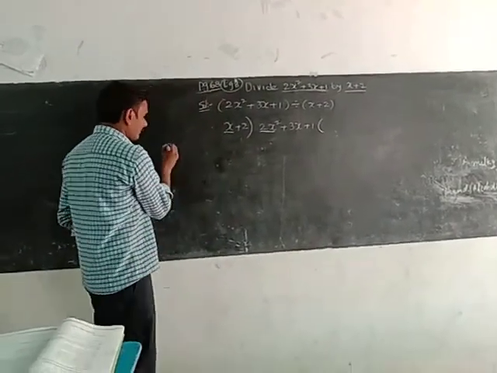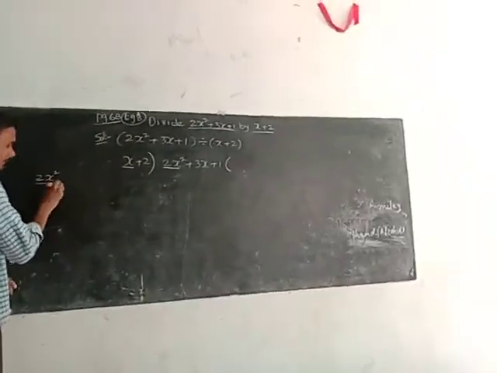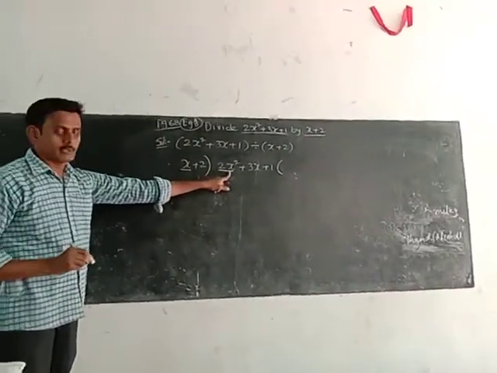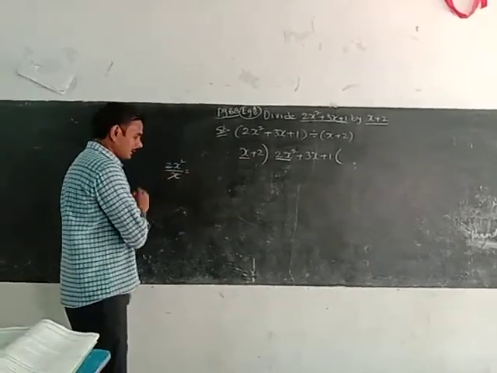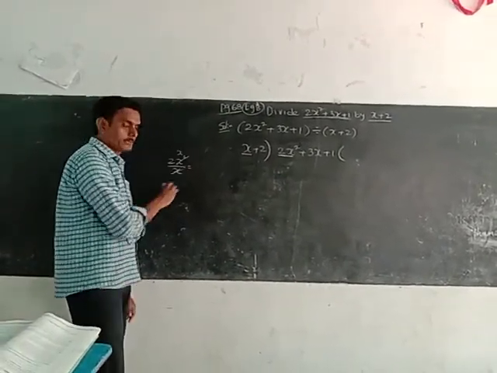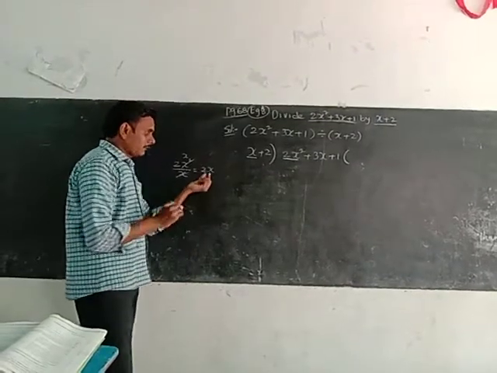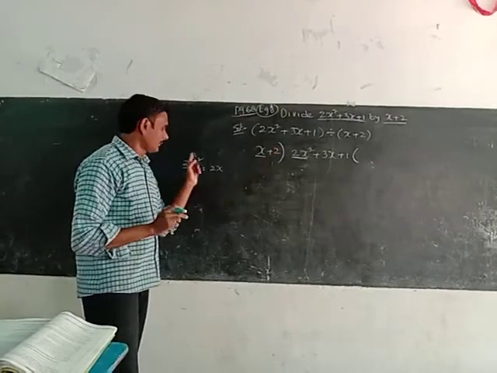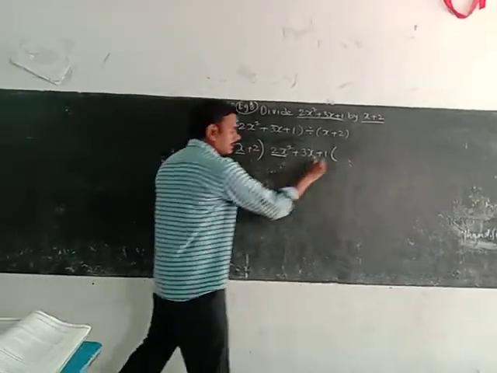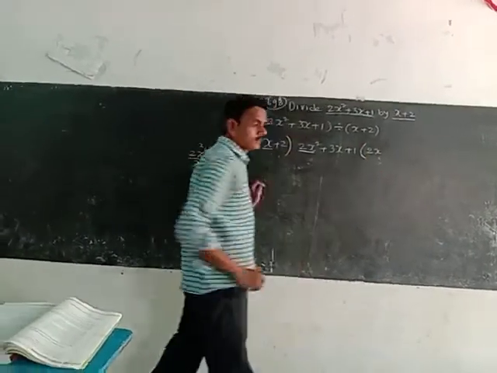Okay, 2x square divided by x. 2x square is the first term, and x is the divisor. By dividing, 1x and 1x are removed, and one x will remain. That means 2x. Which sign does it take, plus or minus? That is very important. Here both have a plus, so we will get plus. Plus 2x is the quotient.